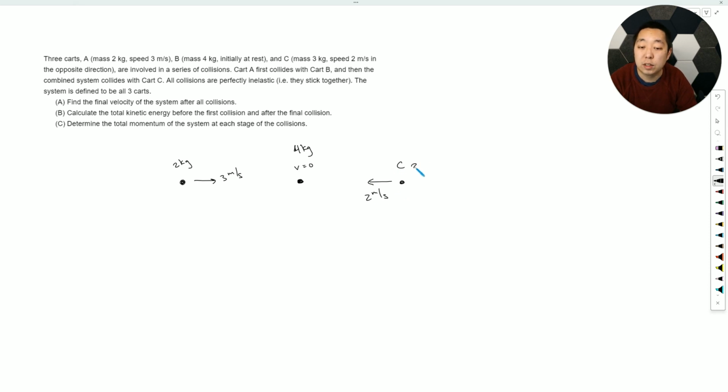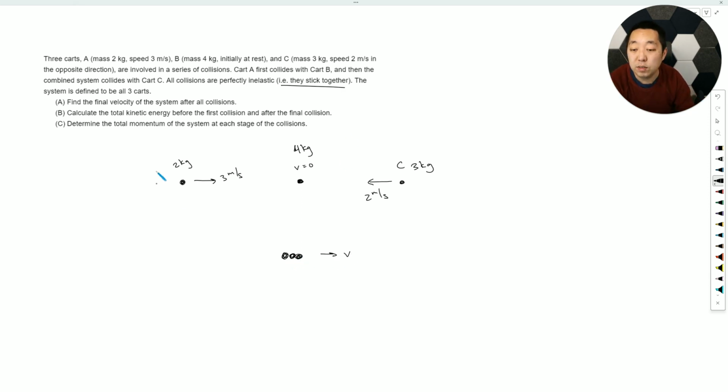And this is a 3 kilogram block. Okay? And they're all going to collide. A collides with B, then C collides, and all are perfectly inelastic, which means they stick together. So they're going to stick together, and they're ultimately going to move off with some velocity v here.